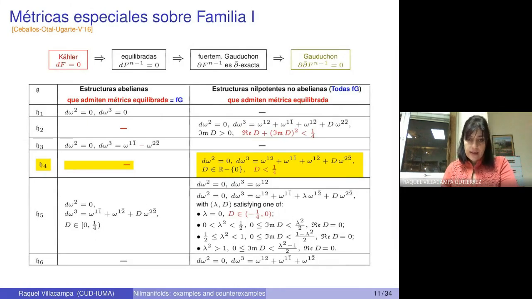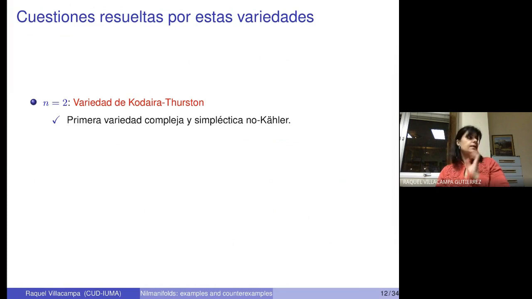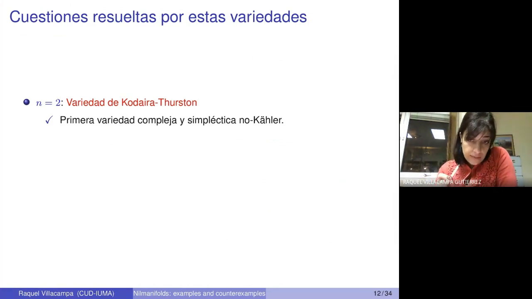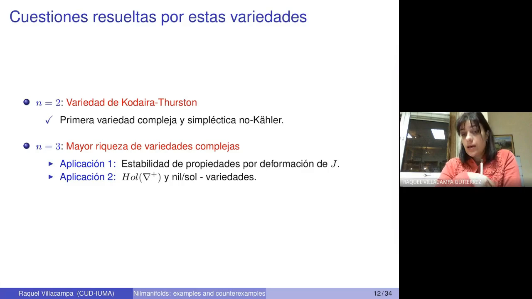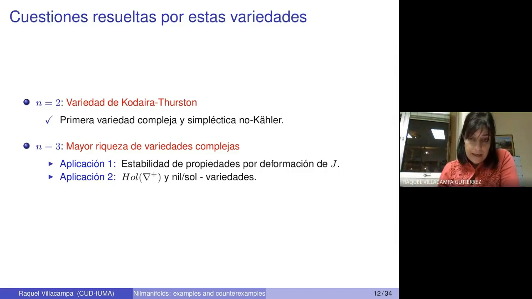Okay, this is the thing that I want to observe. So the title of the talk was examples and counterexamples given by nilmanifolds in topology and geometry. Up to the moment, I have explained that in complex dimension 2, the Kodaira-Thurston nilmanifold is the first example of a complex and symplectic manifold that is non-Kähler. In dimension 6, we have done a complete study of nilmanifolds, and I want to show 2 applications of this study. The first one is the stability of properties under deformation of the complex structure, and the second application is the study of the holonomy of a specific connection and the relation with some special Hermitian geometry.